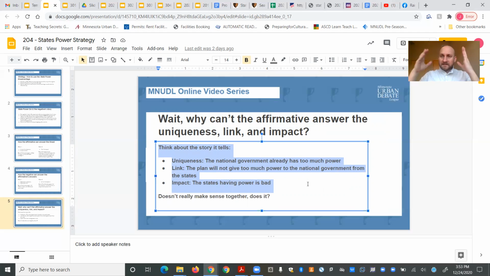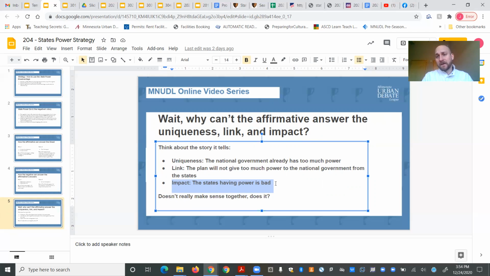So when you think about these three parts together, what you're going to realize is that it doesn't really make sense together, because you're saying the power is imbalanced, the plan doesn't take away power, but taking power away from the states is good, right? So this is a really confusing, jumbled up story. That's why you have to choose one option or the other. You have to choose the option to say the uniqueness and the link, saying that the disadvantage is really unlikely or it's already happening, so it doesn't matter. Or you need to choose the second option, which is saying, the disadvantage will happen, but it's good that it happens because we want to take power away from the states. So that's the basic strategy of the disadvantage.